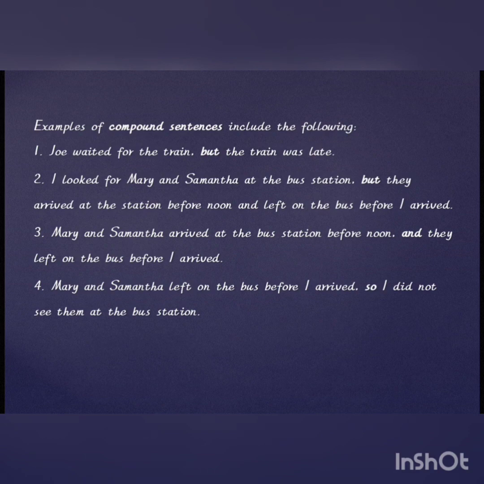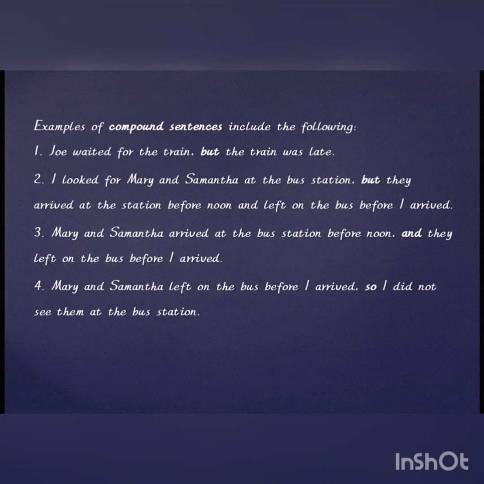I looked for Mary and Samantha at the bus station, but they arrived at the station before noon and left on the bus before I arrived. So still the message is conveyed properly. Now look here. I looked for Mary and Samantha at the bus station. So this can be one particular sentence, and the message is conveyed properly. Both of them arrived at the bus station, and I was looking for them in the bus station. So the message is conveyed properly.